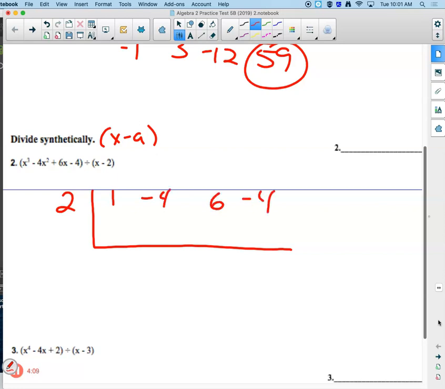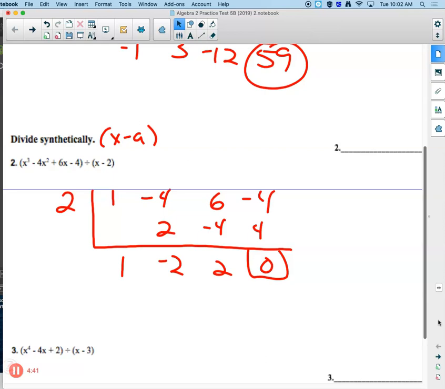Oh, my copy on that smartboard is not very clear. X to the third minus 4x squared plus 6x minus 4. Yep, we got it. So do your synthetic slowly and carefully. Now let's figure out what our answer is, because it's not just 0. This didn't say just put a number in. It said divide synthetically.